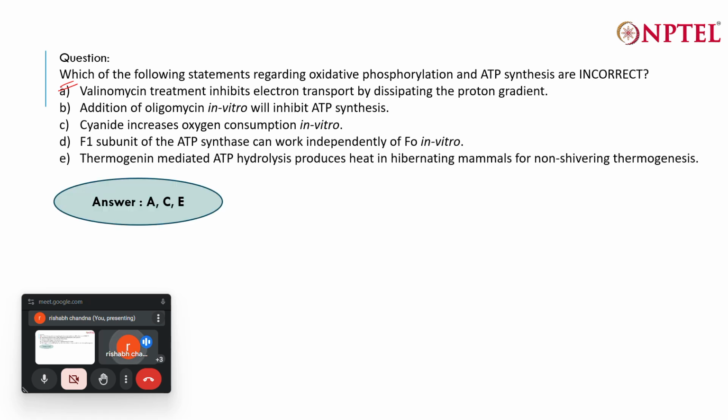Okay, so the correct answer is A, C, and E. So let's see the options. Valinomycin treatment inhibits electron transport by dissipating the proton gradient. So basically, valinomycin is an uncoupler acting on potassium ions. Okay, so it does not affect the proton gradient as such. So this is incorrect.